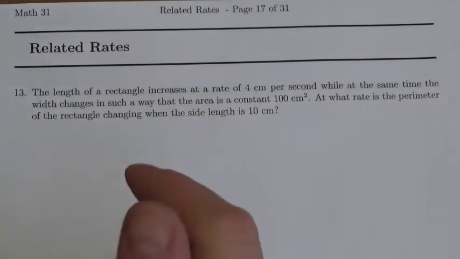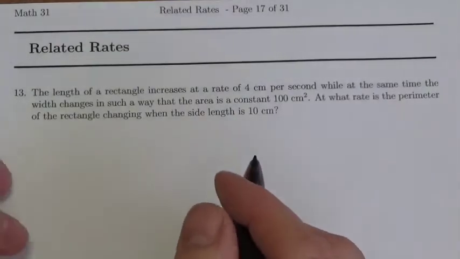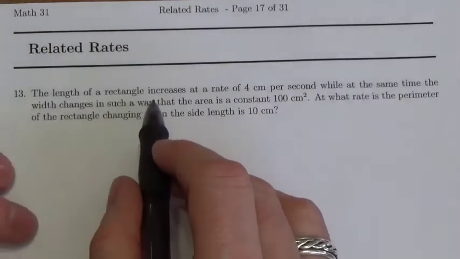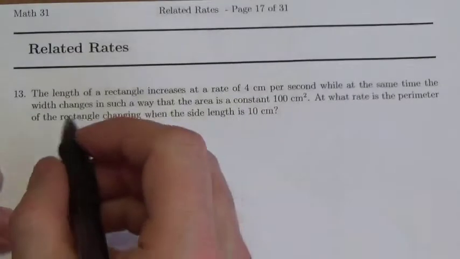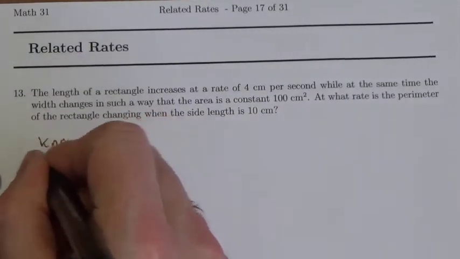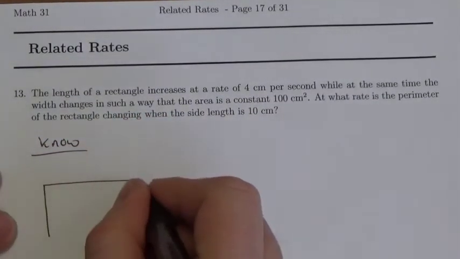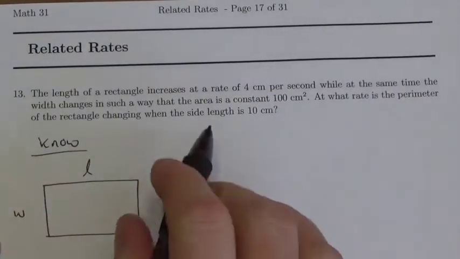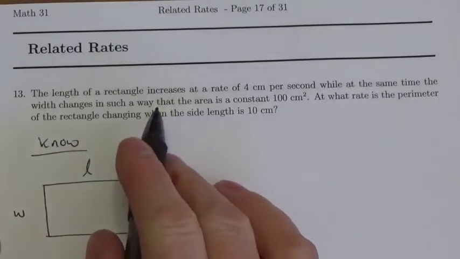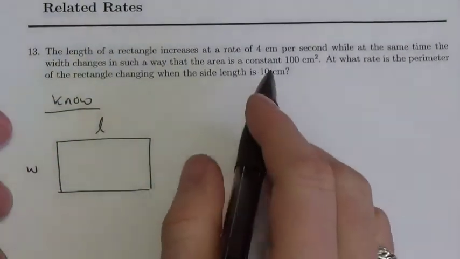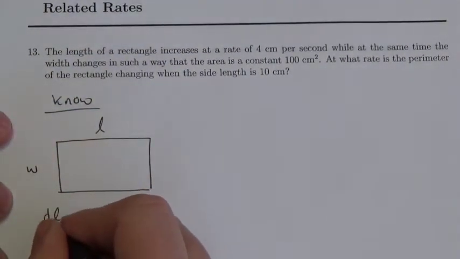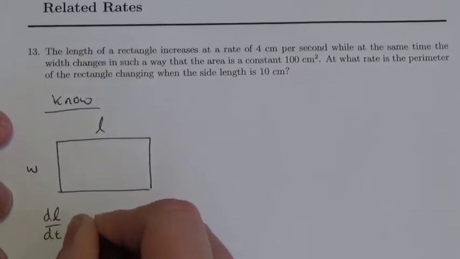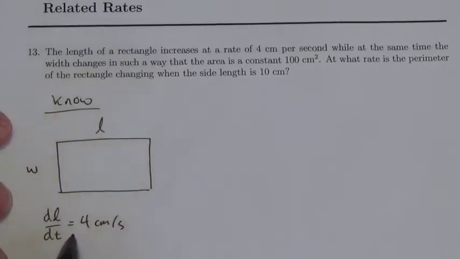Now this question here's got an interesting little twist to it. The length of a rectangle increases at a rate of 4 centimeters per second. Let's take a look here. What do we know? Well, here's our rectangle. Here's our length, here's our width. I know that the length is increasing at a rate of 4 centimeters per second, so dl by dt is going to be 4 centimeters per second, positive 4 because it's increasing.